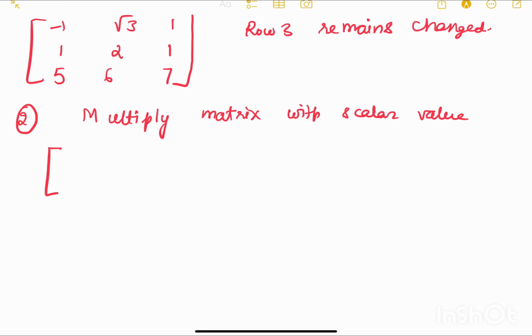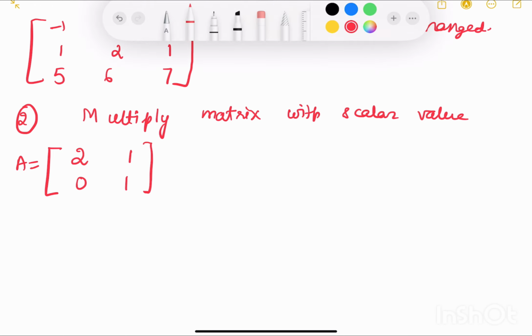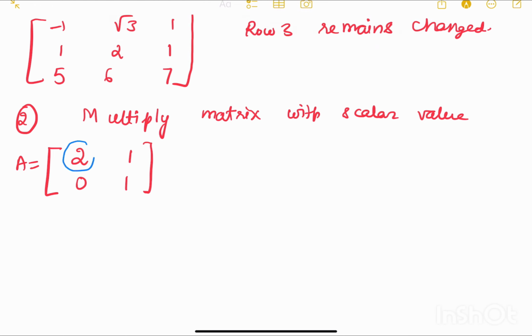So if I have a matrix, suppose 2 1 0 1, this is my matrix. I want this particular value over here to be 1. Now why I'm doing these changes, you will understand in the coming session, because we need to find the inverse of a matrix, and over there we need these operations as well. So how can I make this value 1? We can divide it by 2, isn't it?